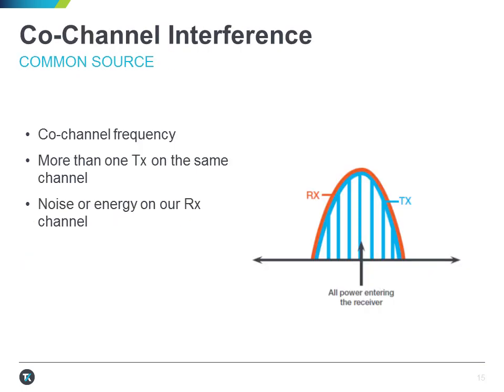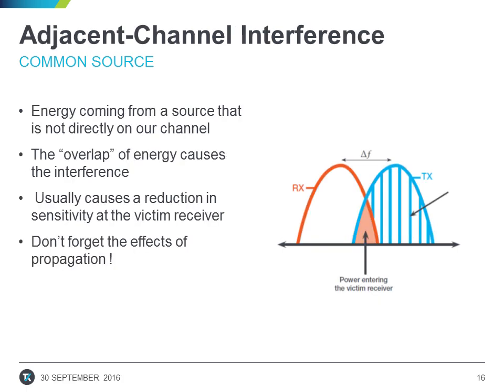Co-channel interference is probably fundamentally the most simple type of interference we find today. Essentially, we have more than one transmitter on the same frequency. In general, no one owns a frequency. Globally speaking, every frequency we use today is used by someone else. When we think of co-channel interference, what we're really discussing is noise or energy on our received channel.